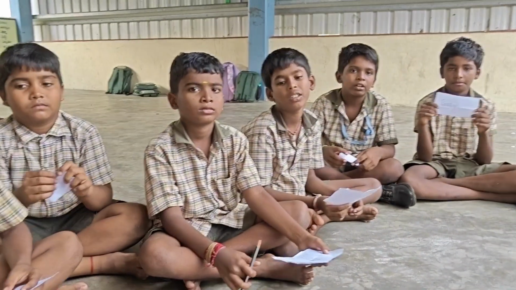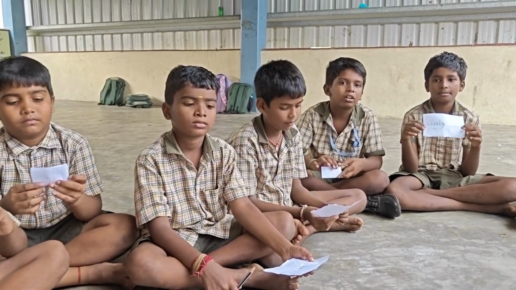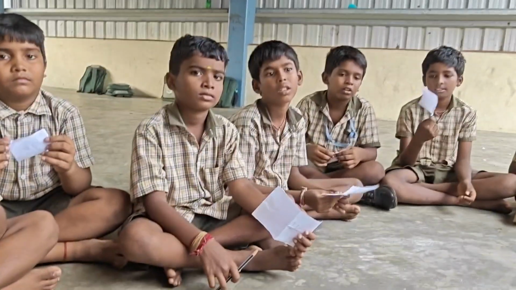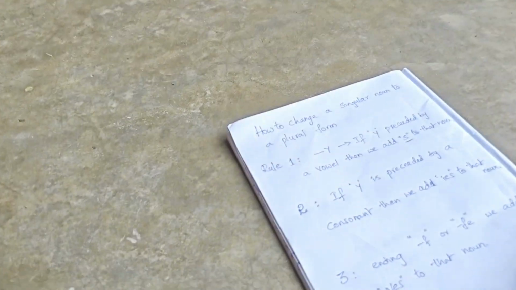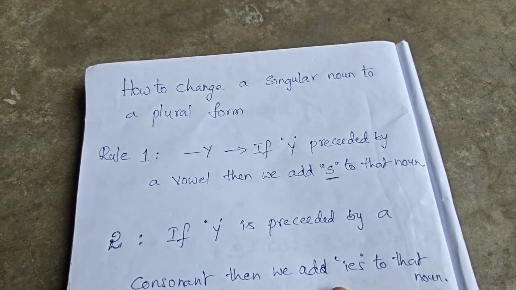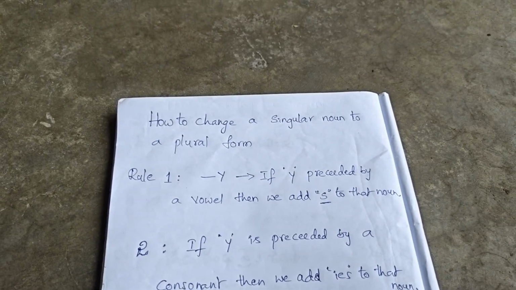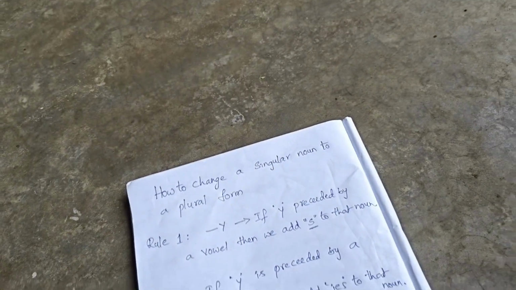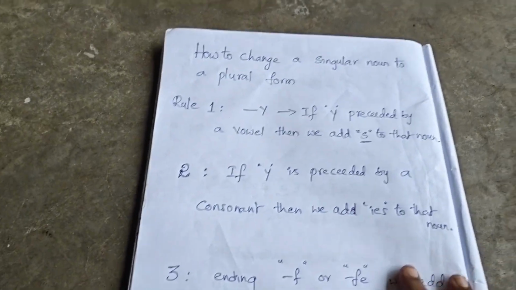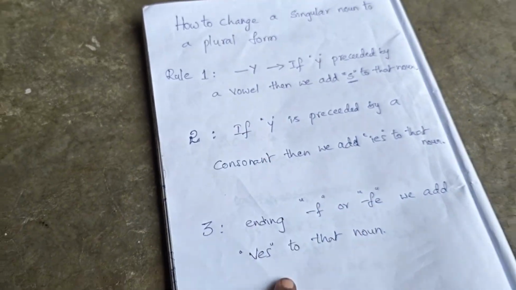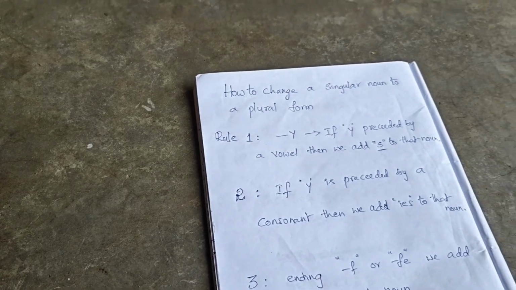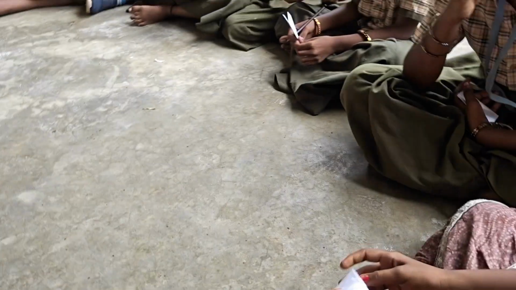Today we are going to do one activity: how to change a singular noun to a plural form. Here are three rules. You all got one slip.